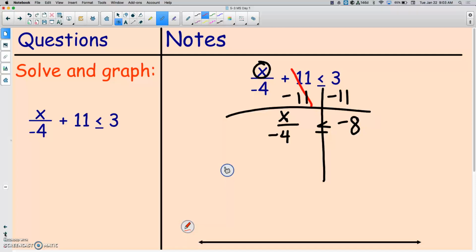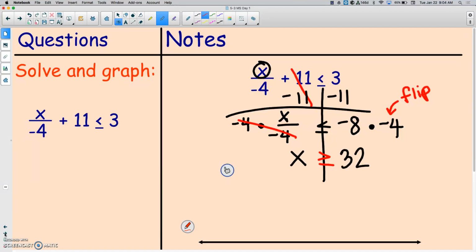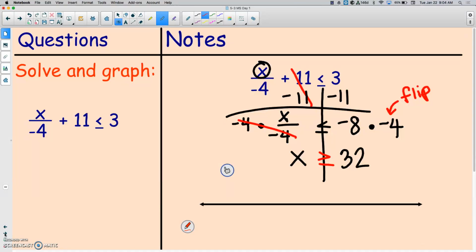Now my second step, I will need to multiply by -4. And remember, multiplying or dividing by a negative number flips your symbol. So flip the symbol because you're multiplying by a negative number. -8 times -4 is positive 32. And my variable is on the correct side. So 32 greater than or equal to is a closed circle to the right where the numbers get bigger. And greater than 32 is 33 and 34.